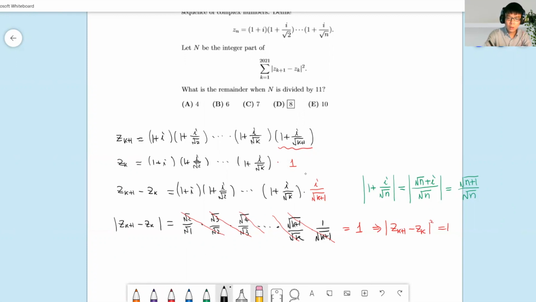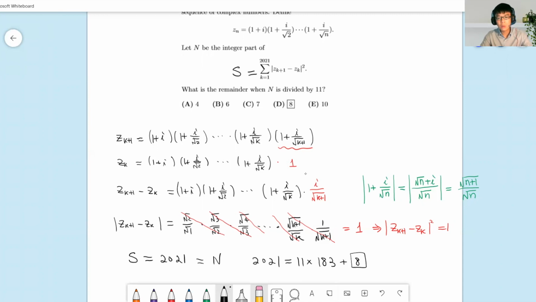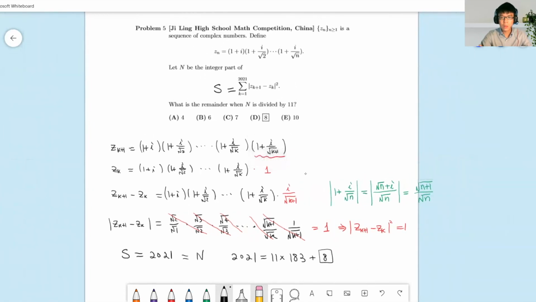Now we see the summation. Let me call this S. We see the summation S is going to be 2021. There are 2021 terms, and every term equals 1. And that's also the integer part, so that's also n. Now we just divide 2021 by 11. It is 11 times 183 plus remainder 8. So our remainder here equals 8. The answer to this problem is 78.